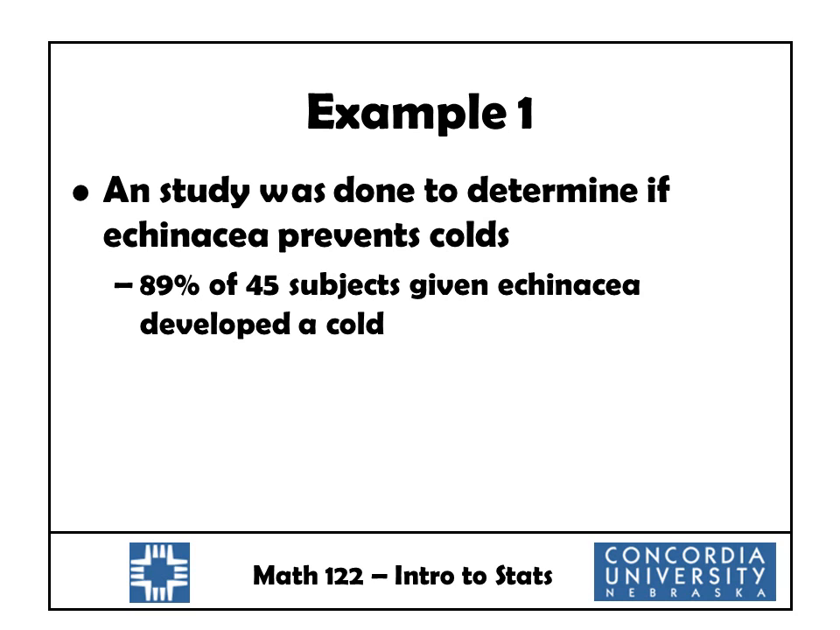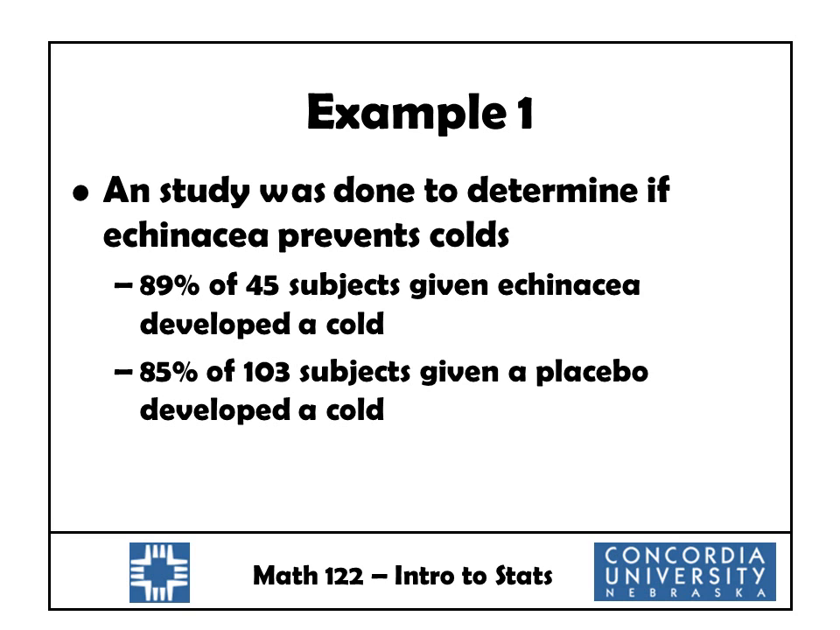So 89% of 45 subjects given echinacea developed a cold. So 45 people were given echinacea, out of them 89% developed a cold over some span of time. 85% of 103 subjects given a placebo developed a cold. So 103 people were given this dummy pill and 85% of them developed a cold over the same period of time. So what we want to do here is compare these two percentages, 89 and 85.